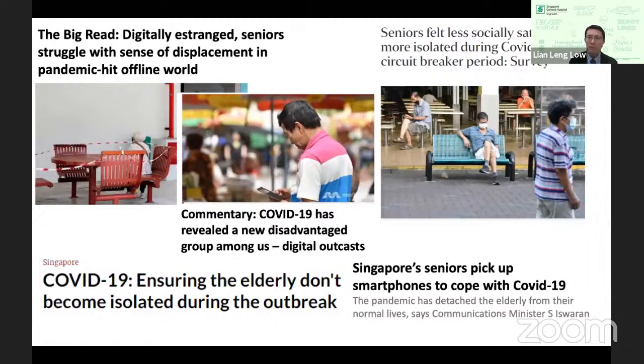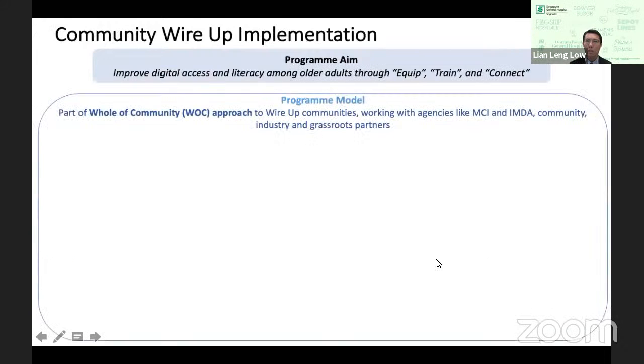The next slide, please. So the Community Wire Up program that we have at Singapore General Hospital really takes a whole-of-community approach, where we work with various government agencies like our Ministry of Communications, the Information Authority, as well as industries like our telcos, telecommunication companies.